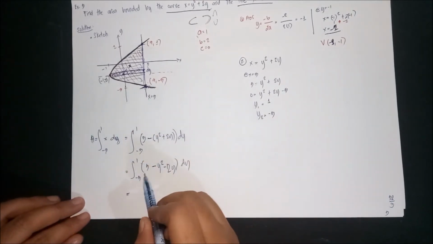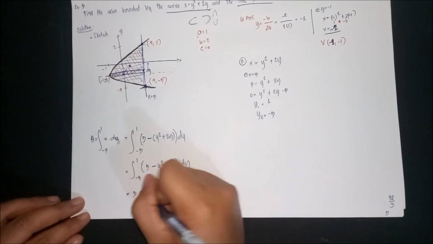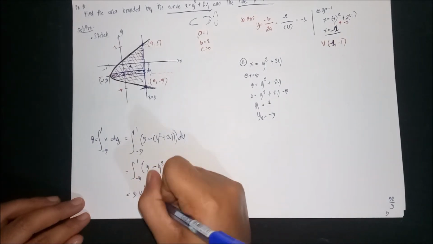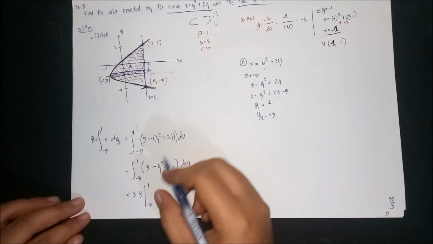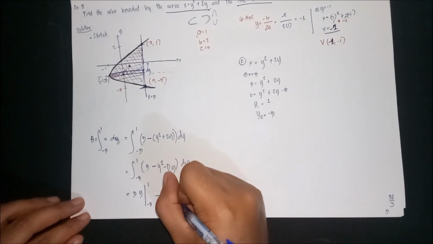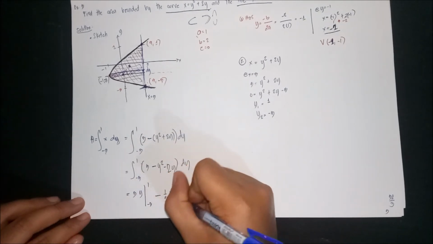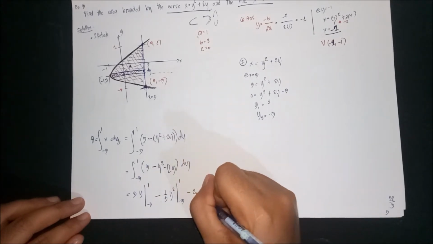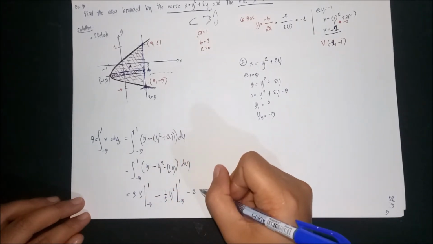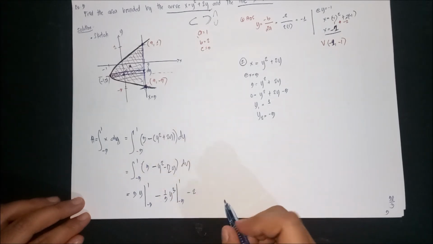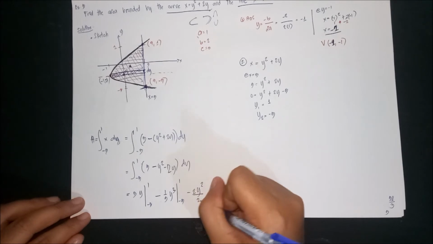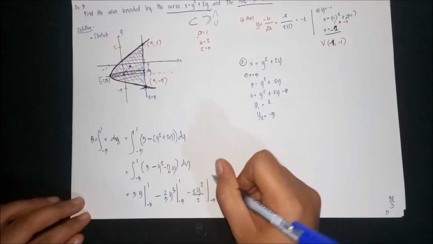Diretso na, class. Integral nito would be, labas ko si 3. Integral ni dy ay y. This is from negative 3 to 1. Minus this one, power formula. You have 1/3 y cube from negative 3 to 1 minus 2 power formula, 1 cube pala to class. Y square over 2 from negative 3 to 1.